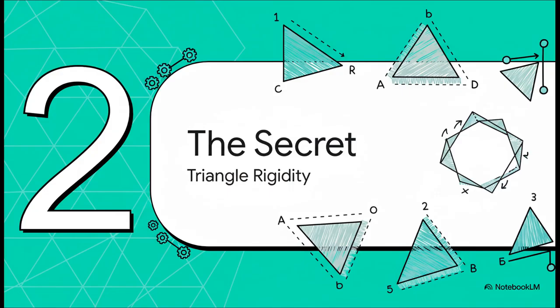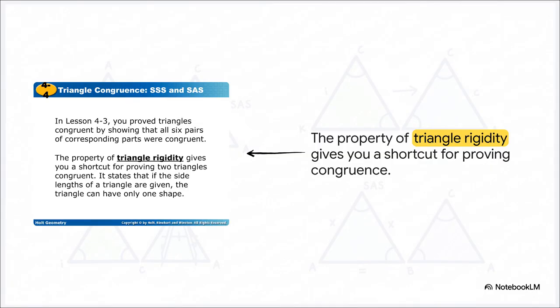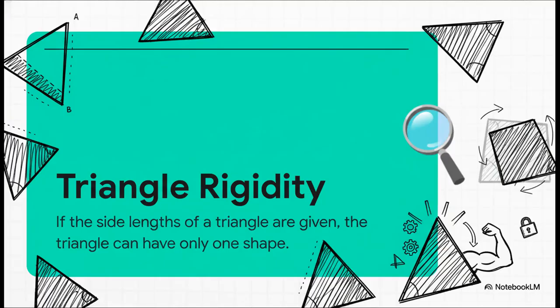Well, it's this really beautiful and powerful property that makes triangles totally unique among all polygons. And it's called triangle rigidity. Yeah, the entire key lies in this property called triangle rigidity. This is the fundamental principle, the bedrock idea that makes all the shortcuts we're looking for possible. It's the reason we can do any of this. So what is it exactly?